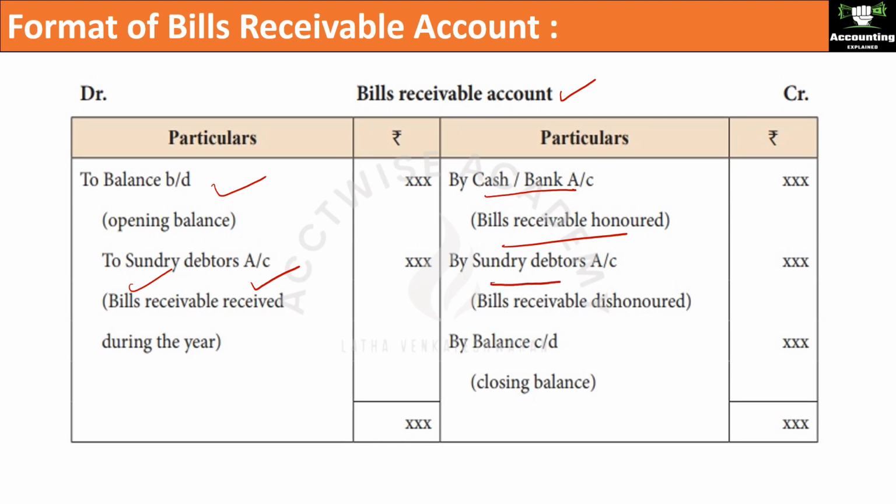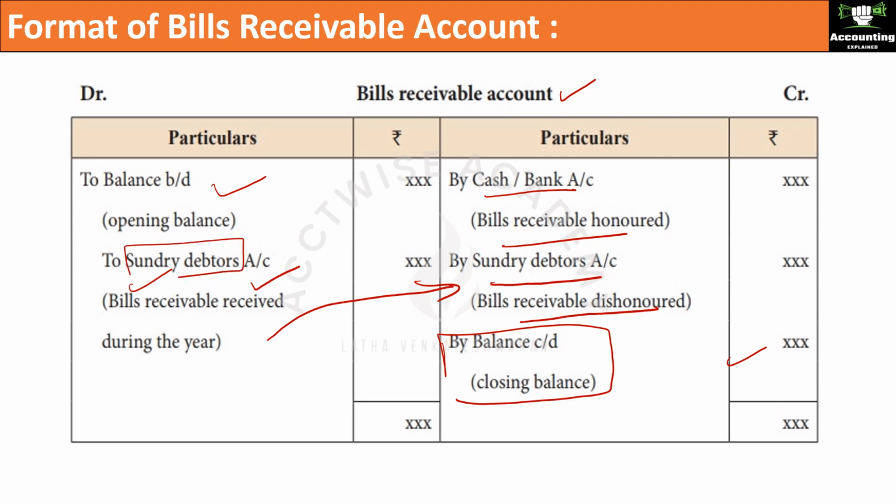Then sundry debtors account, if these bills have been dishonored in the bank, then sundry debtors will be credited, that will come on the credit side. By balance carried down, closing balance will come on the credit side. Again, if any of these balances, if sundry debtors is missing, or if cash or bank is missing, or if the opening balance or the closing balance is missing, it can be found out as the balancing figure.